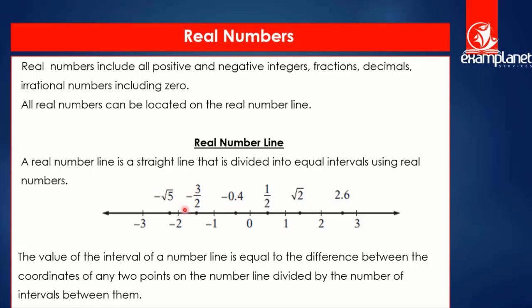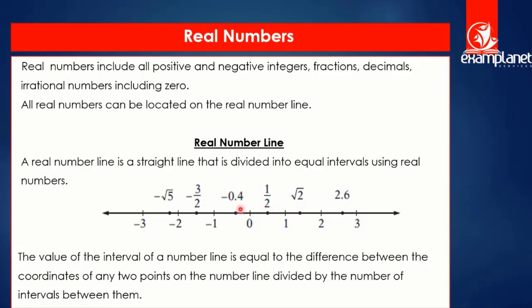Now, as you can see here, we have some numbers that we have located on this number line. This is an irrational number, and it is on the number line. This is a negative fraction, -3/2. That's between -2 and -1, halfway between -2 and -1. This is -0.4, a negative decimal number. You can locate it on the number line. This is 1/2, a positive fraction, which can be located on the number line. And we have square root of 2, which is an irrational number, and it can be located on the number line. A positive decimal number, 2.6. So this is what we call a real number line.